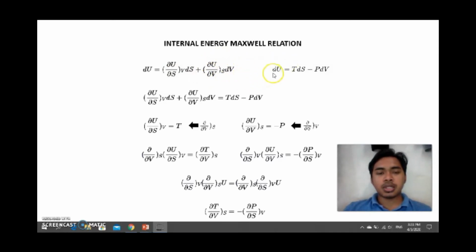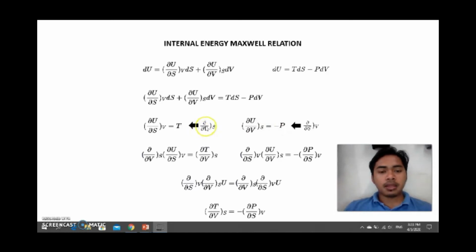We can see that both equations are expressions for dU, so we can combine them into one equation. So we get (∂U/∂S)_V dS plus (∂U/∂V)_S dV equal to TdS minus PdV. We can see that both sides have dS and dV, so we can make it into one equation for dS and one equation for dV. For dS, we get (∂U/∂S)_V equal to T. For dV, we get (∂U/∂V)_S equal to negative P.